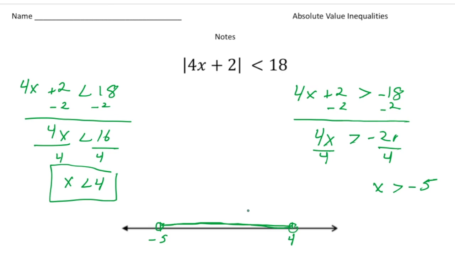Alright, so now you understand how to solve absolute value inequalities. Why don't you pause the video and try the your turn problems now. And when you're done, hit play. You can see how you did. Alright, good luck.